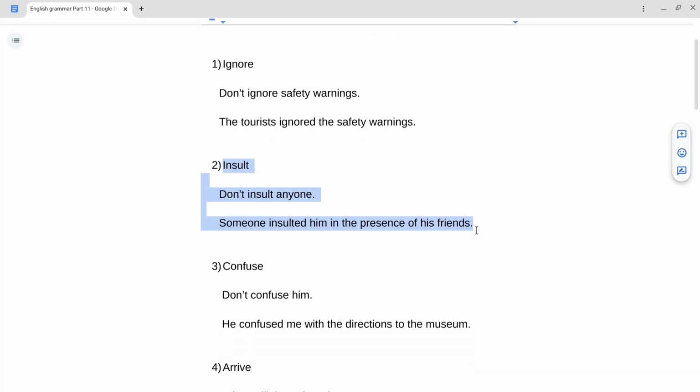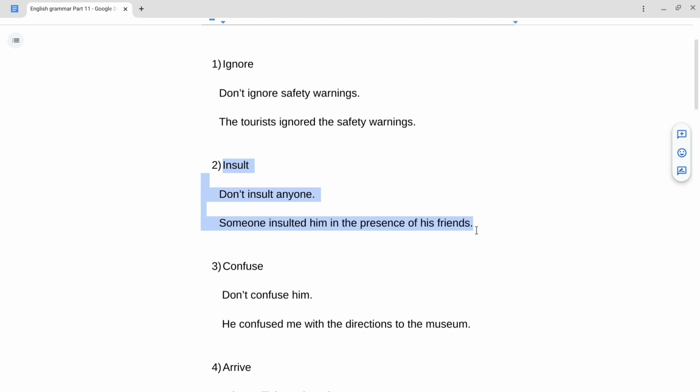The second word is insult. So you can look at the sentences here, so you will get the meaning from this context. Don't insult anyone. So insult means telling something to someone which they don't like, maybe in front of other people. So when you insult someone, their feelings will be affected. They will become sad, they will feel bad about it. Okay, the past form is insulted.